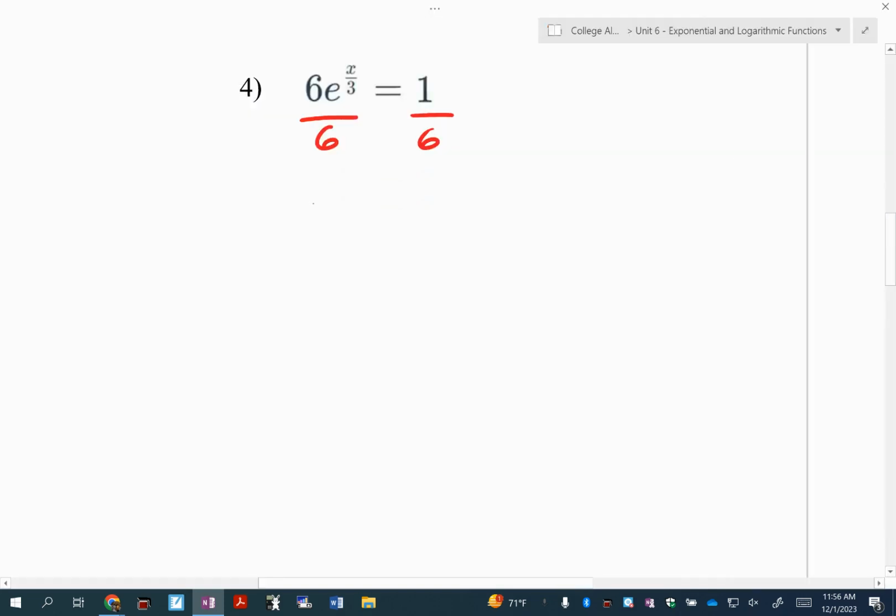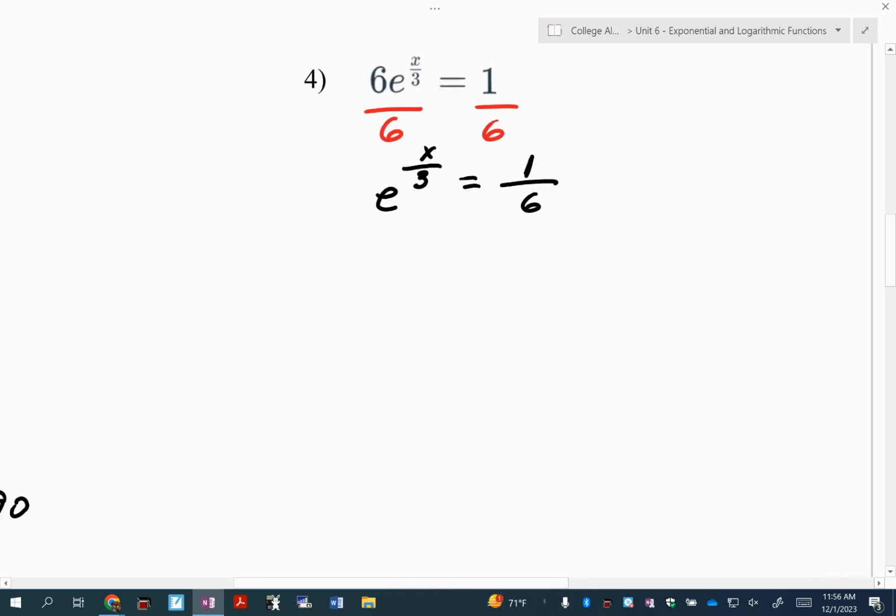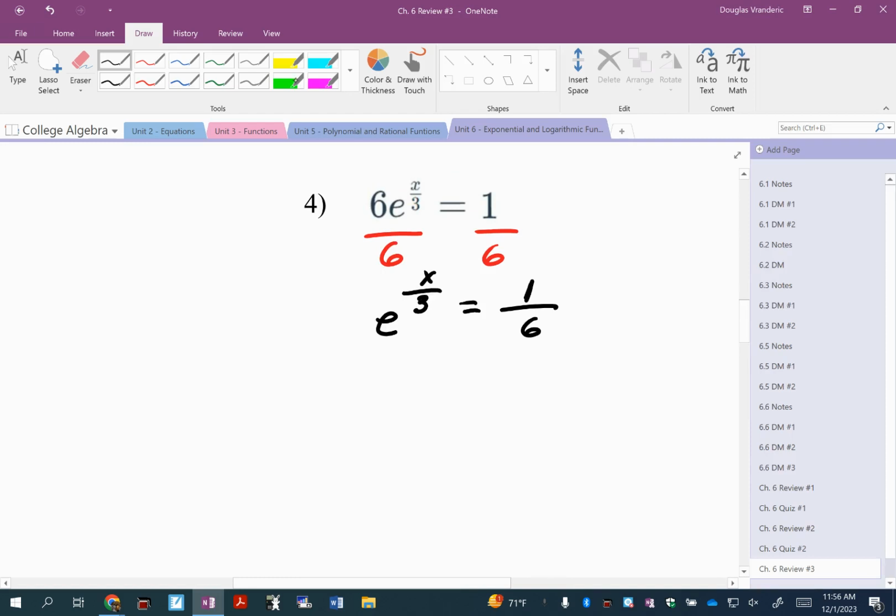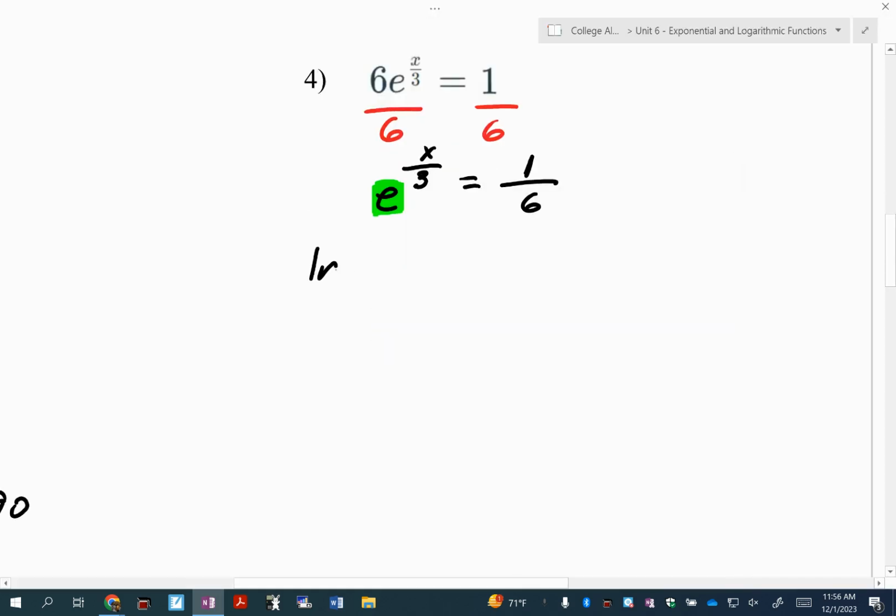And I'm just going to leave that fraction over there for now as 1/6. If you want to write it as a decimal, you can, but there's no reason to. Now, because I cannot rewrite these bases like I couldn't do in number 3, I'm going to take the log of both sides. But because you have that special case where the base is e, I'm going to be using the natural log of both sides.